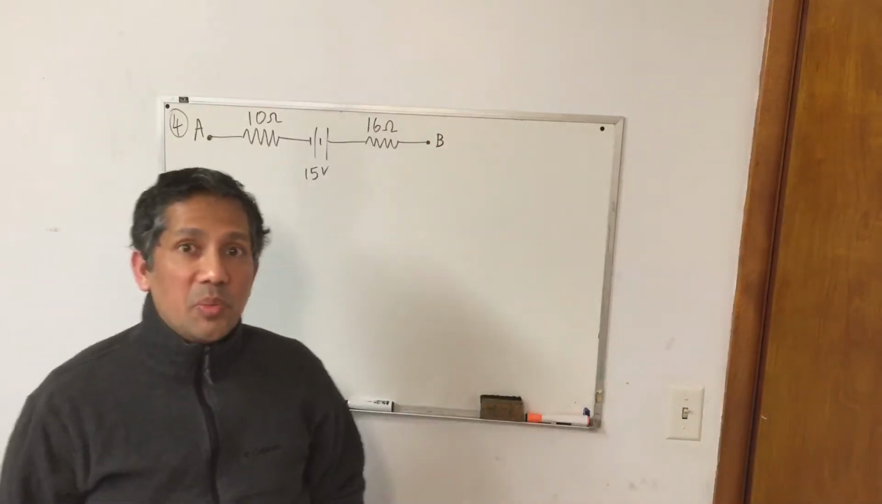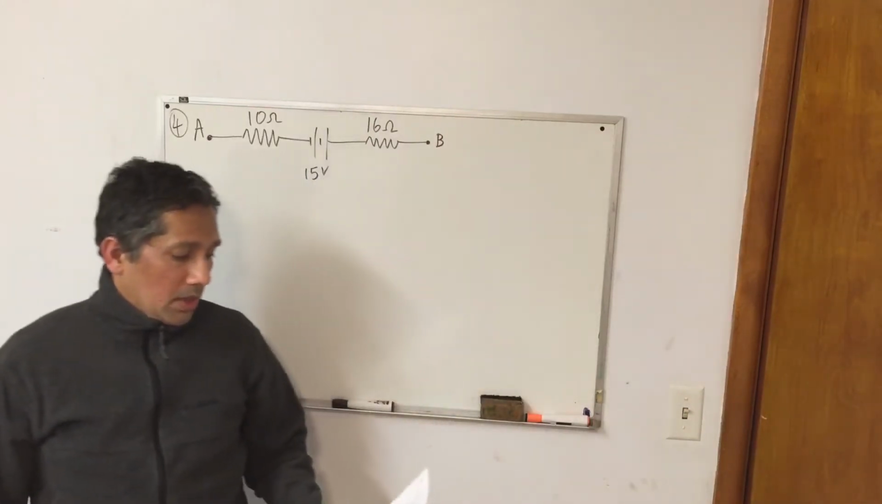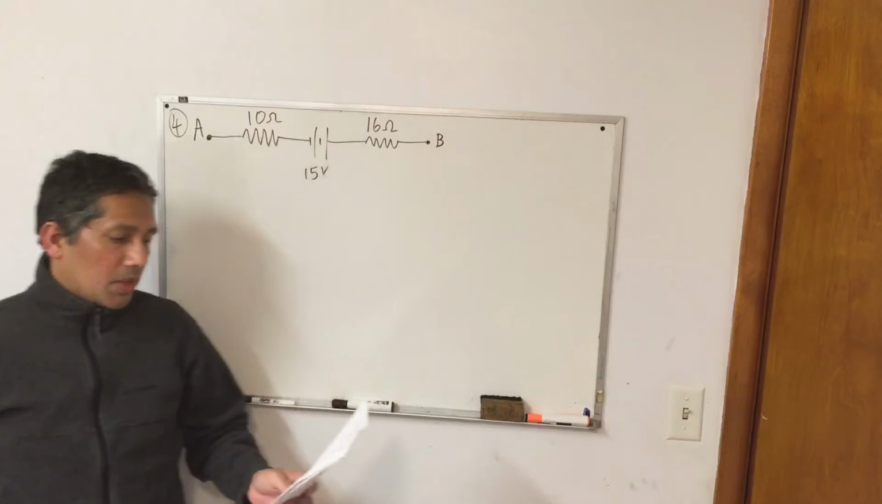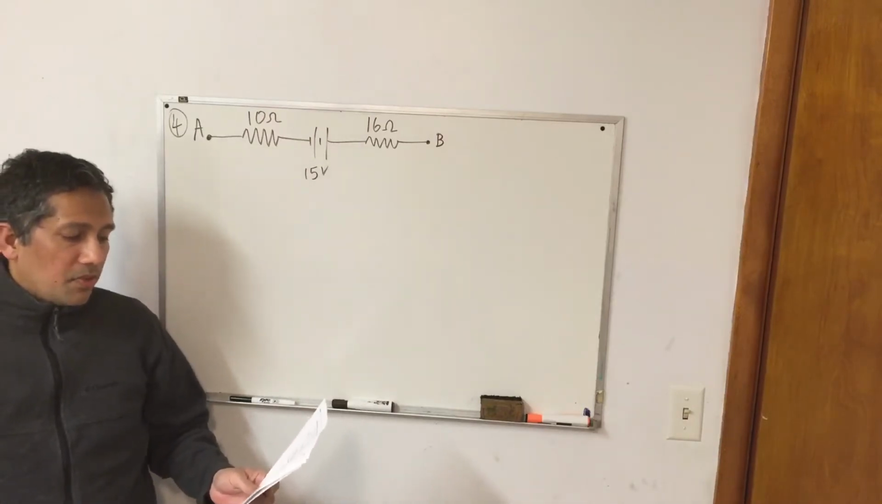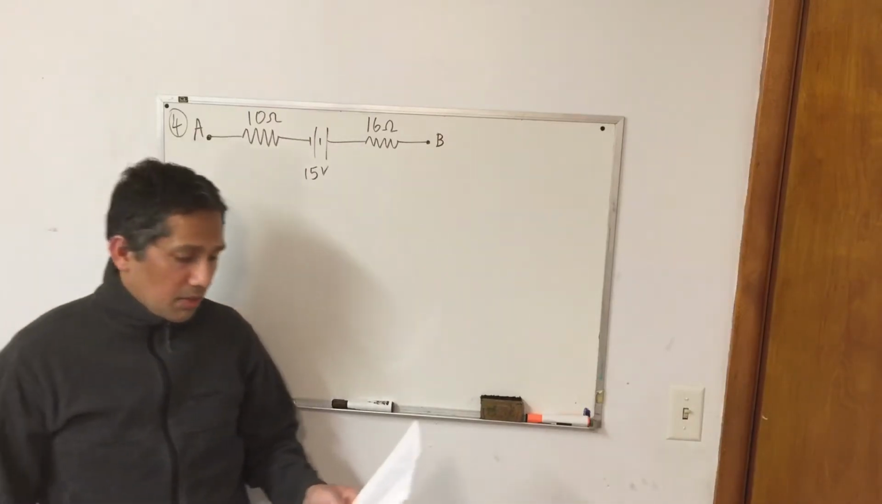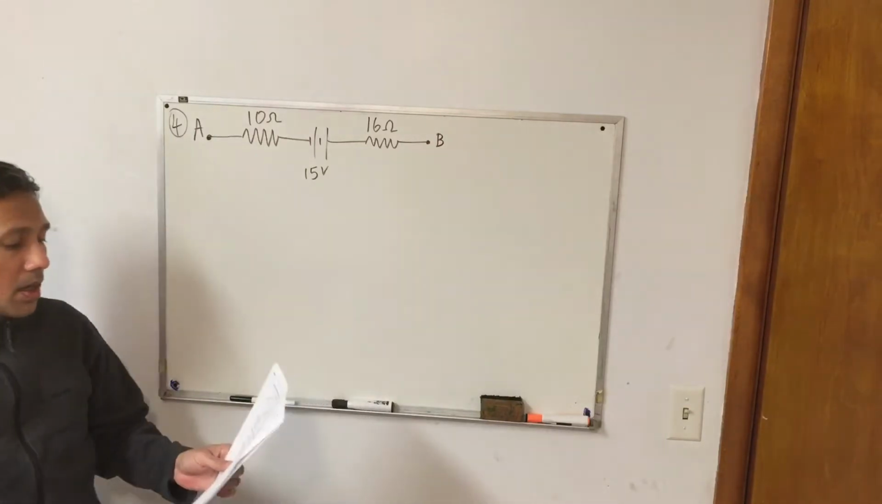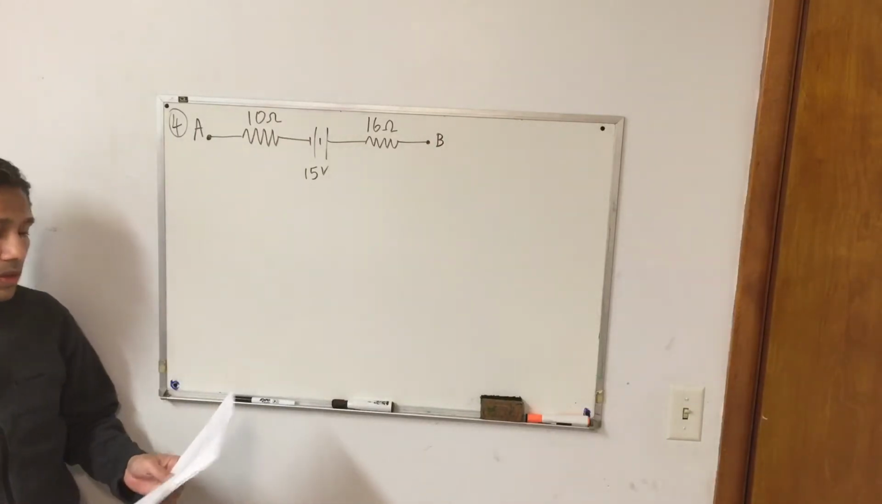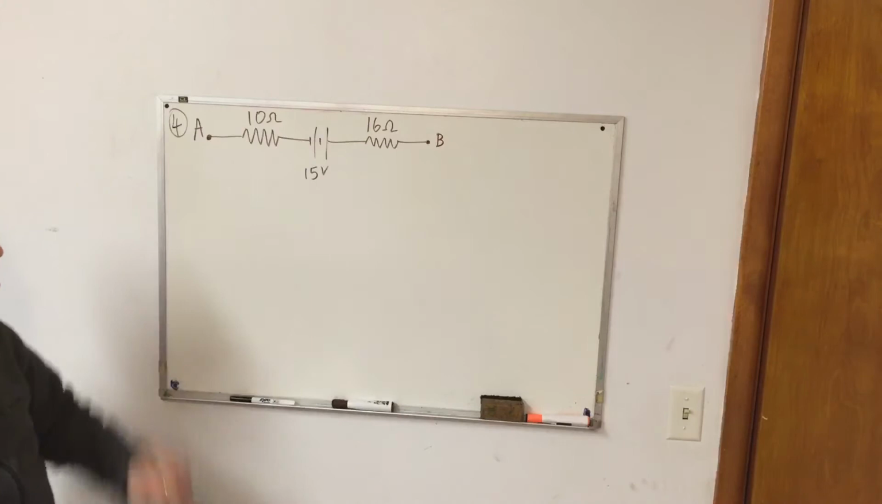Hello, let's move to problem number 4. Problem number 4 asks you what's the potential difference VB minus VA when a current of half an ampere is in the circuit segment shown in the figure, which is here.